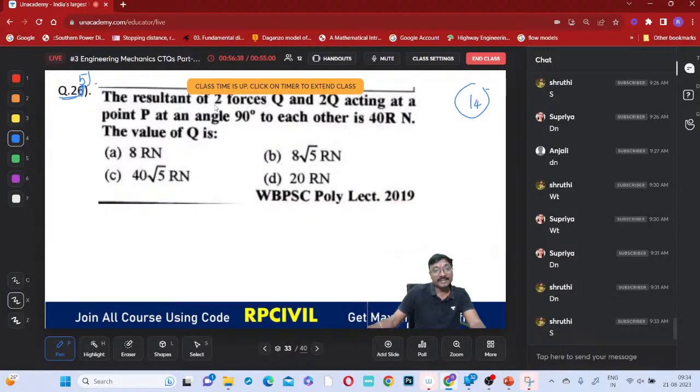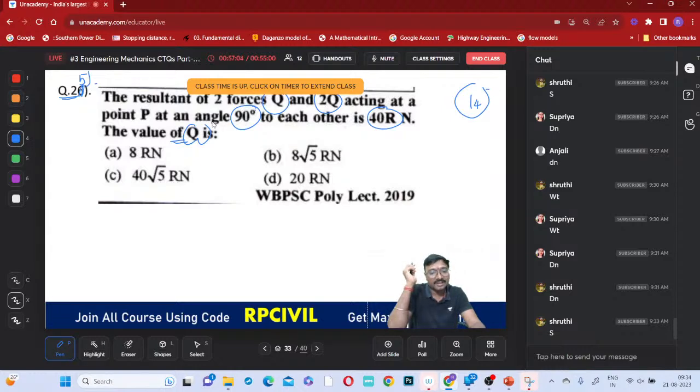So now, the resultant of these two forces, one is Q, the other is 2Q, acting at a point P at an angle of 90 degrees to each other, is 40R newtons. Then the value of this Q will be, right? You are asked to identify the value of Q. How can you find out this Q value?